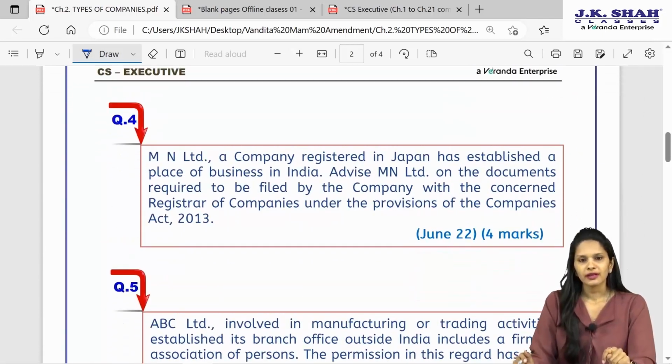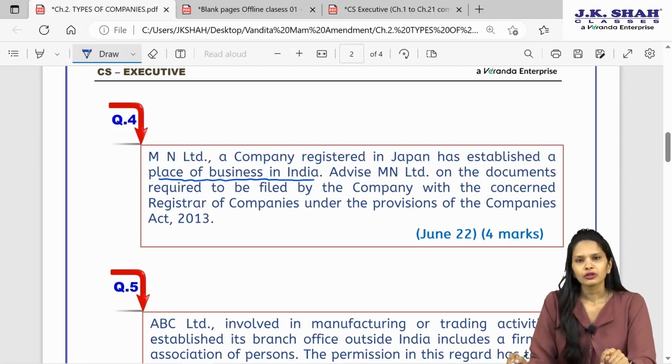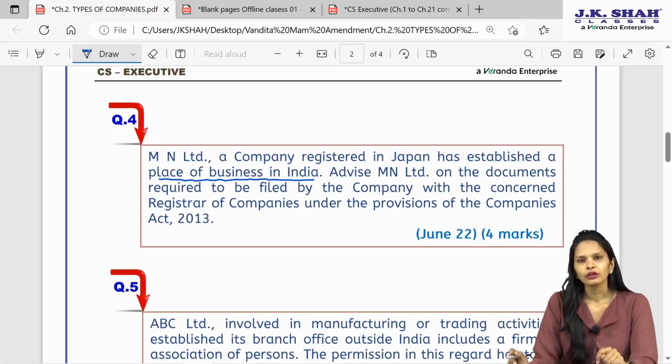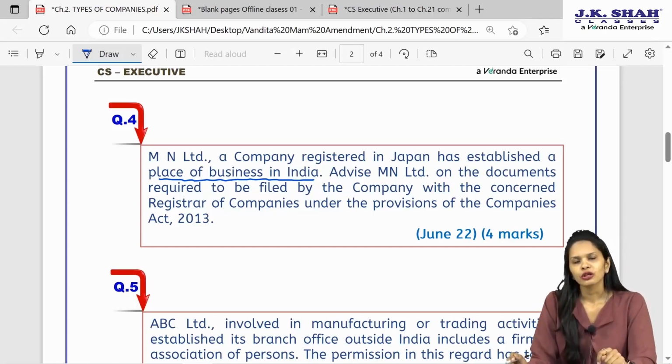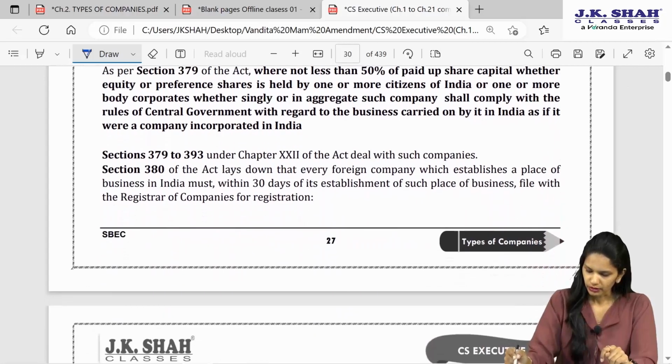Now question number 4 says that MN Limited, a company registered in Japan, has established a place of business in India. So now we have to advise MN on documents required to be filed by the company with the concerned ROC under provisions of Companies Act 2013. We all know, students, that under section 2 clause 42, whenever a company sets up a place of business in India, either physically or electronically or any other mode, then such foreign company has to file certain documents with the ROC. Now what are the documents? Let us go to those documents.